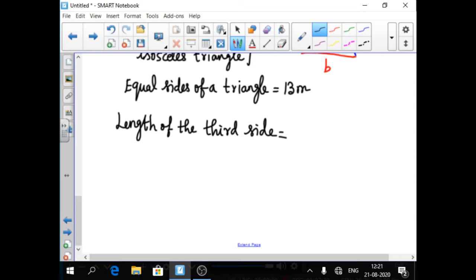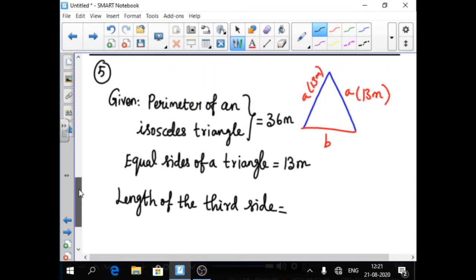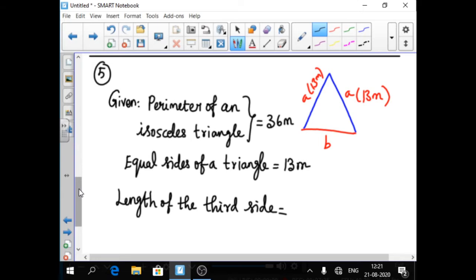How to find the length of the third side? We know that the perimeter is 36 meter. Okay, so 36, the perimeter, means what? Length of the boundary. That means all the three sides together is called the perimeter. So you are going to subtract the two sides from the perimeter. Okay, from 36 what are we going to do? We are going to subtract the remaining two sides. So 13 plus 13. Okay, so what do you get remaining?